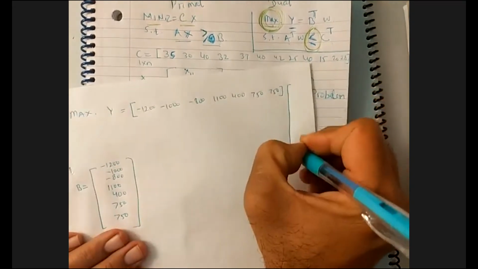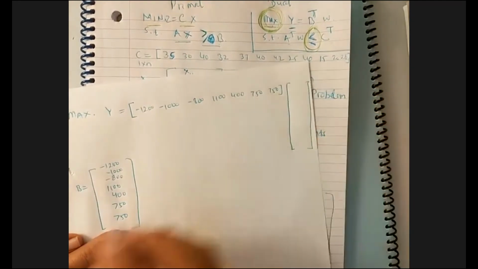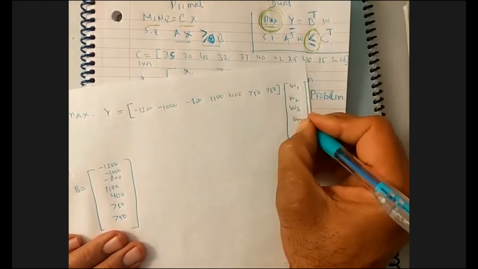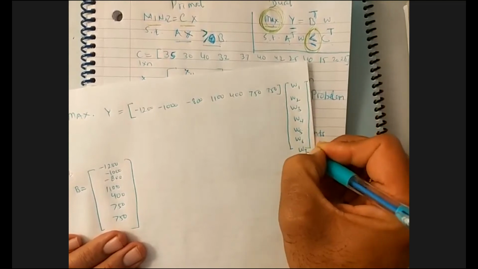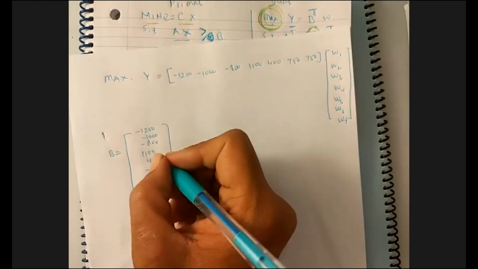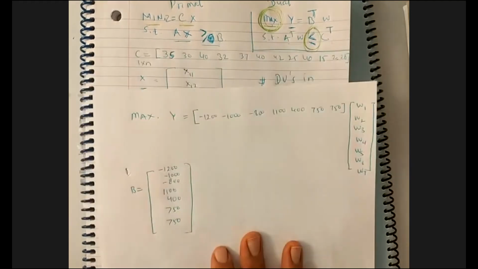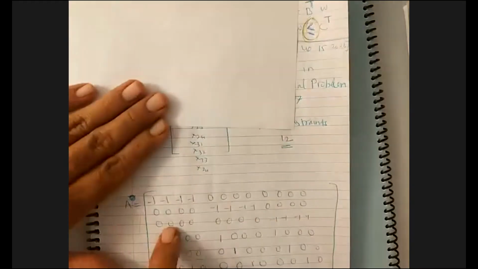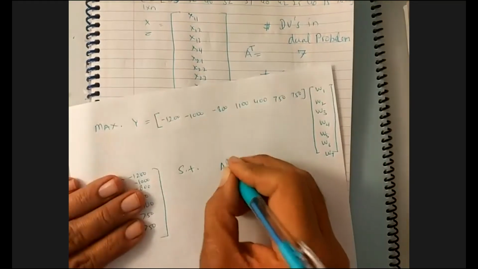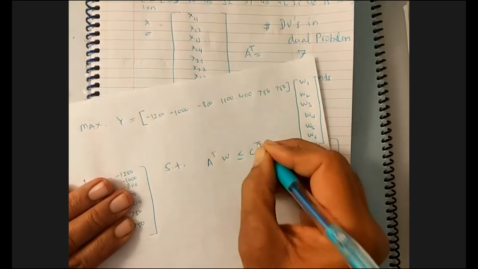And w is going to be a column vector of all my decision variables. And let's call these decision variables w1, w2, w3, w4, w5, w6, and w7. I'm just calling them w's, and I'll interpret them in a second for you. Okay, so I'm trying to maximize that. And then the next thing I want to do is I want to write my constraints. And remember, my A matrix is this big matrix, and I want to transpose this matrix such that my constraints are A transpose w less than or equal to c transpose.